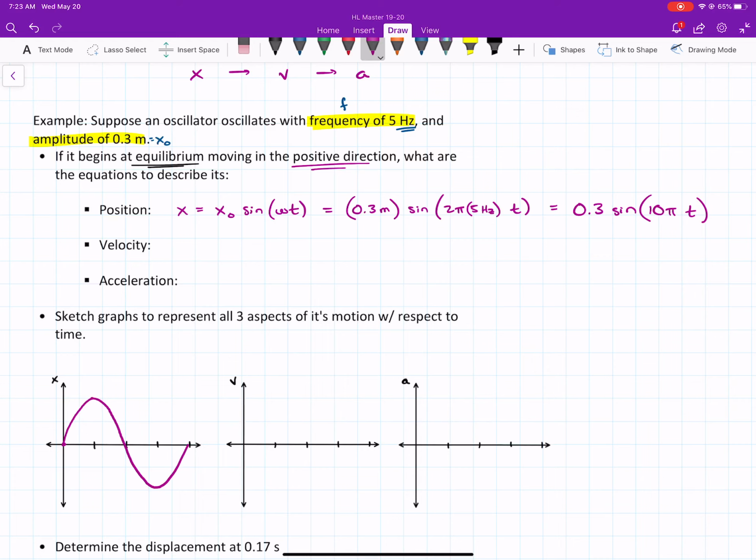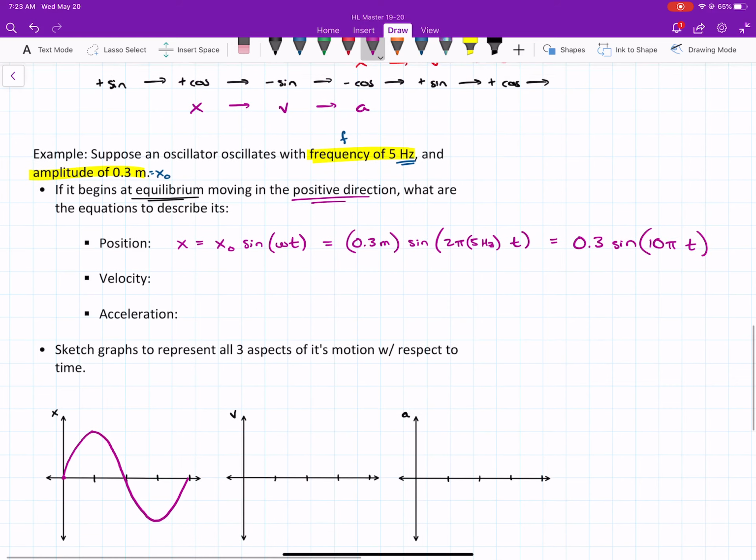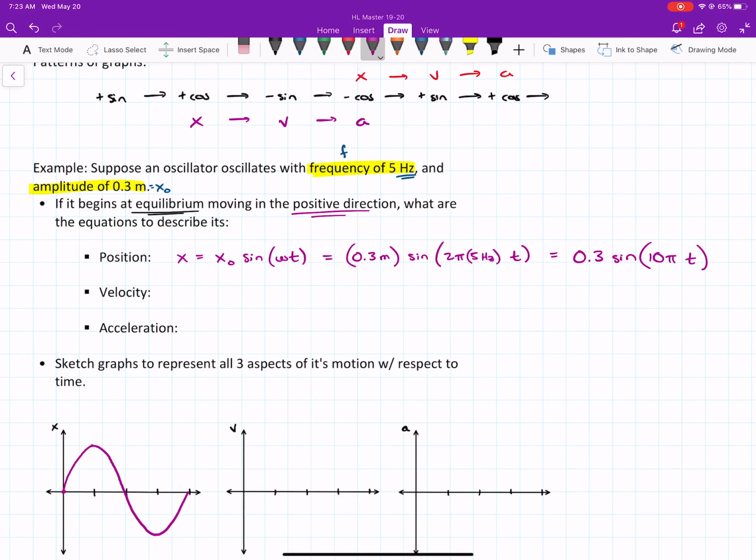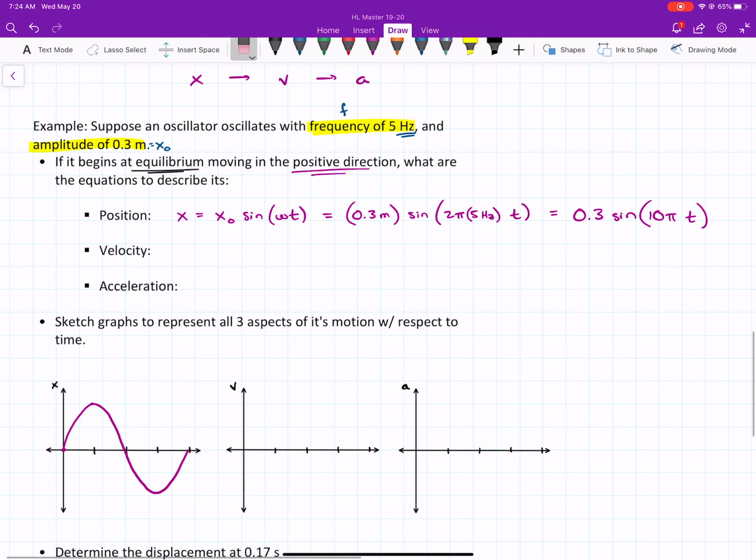Now, if we look at the velocity equation, again, we can use the same rules from up above. Our first graph was a positive sine graph, so that means that our velocity graph is going to be the next one. It's going to be positive cosine. And if you don't remember that rule, again, these are also on page 9 of your data booklet. The third and fourth equations are what, if the position is a sine graph, it says that the velocity is a cosine graph. And so we're going to say our velocity is going to be equal to omega x naught times the cosine of omega t.